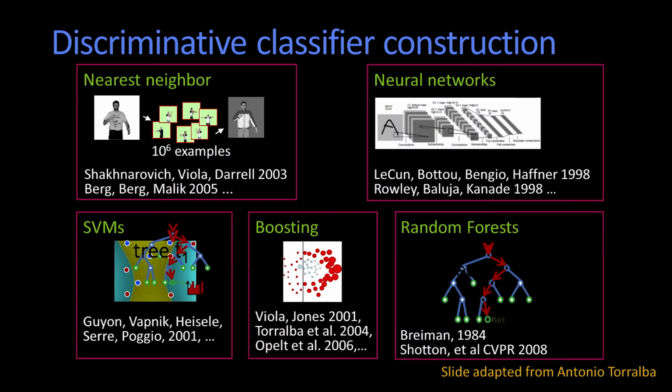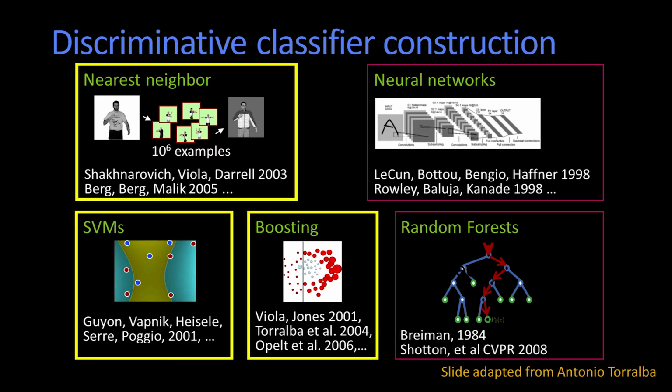Now, there's been a huge effort in machine learning applied to computer vision over the last really 15, 20 years of methods of doing discriminative classification. What you see listed here are a whole bunch of methods, a couple of references below them, of how to go about doing that. We're going to talk about 3 of them. I've just highlighted them here: nearest neighbor, SVMs, boosting. There are others as well.